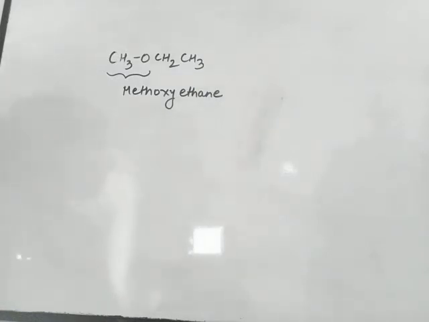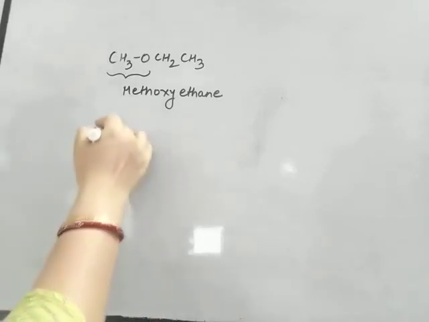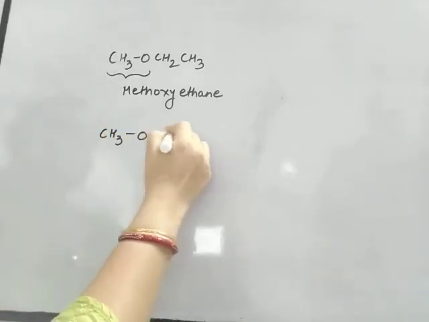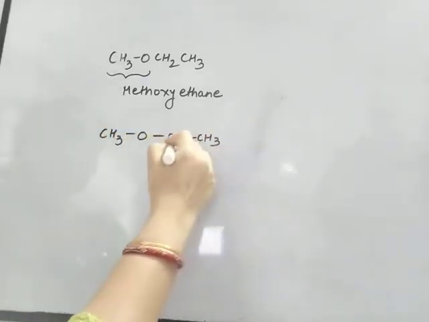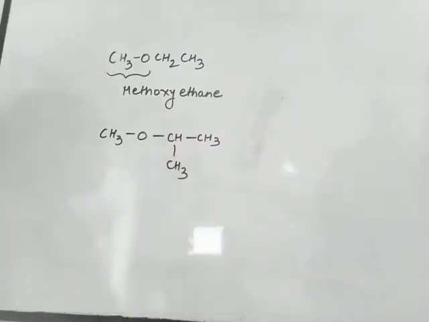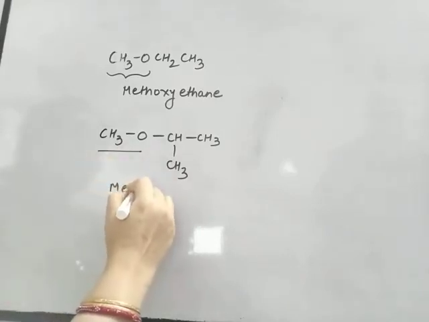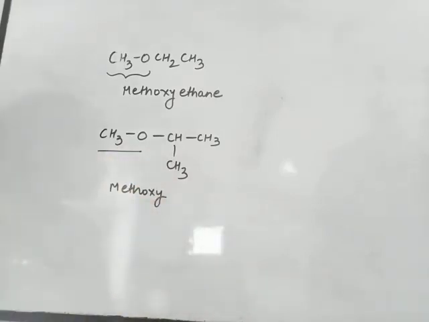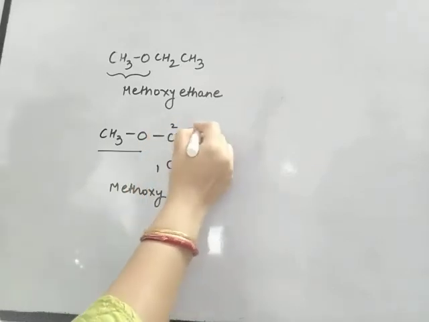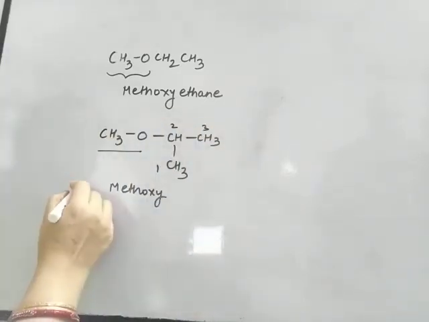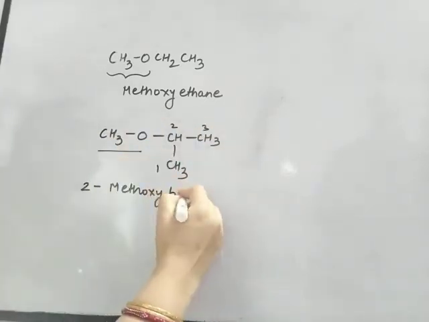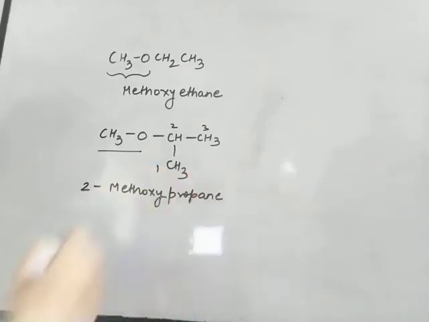Now similarly we can write for these compounds also. This is also an unsymmetrical ether. So smaller part is included with oxygen. So it is methoxy. Now 1, 2, 3. So it is 2-methoxy and 3 carbon atoms, it is propane.